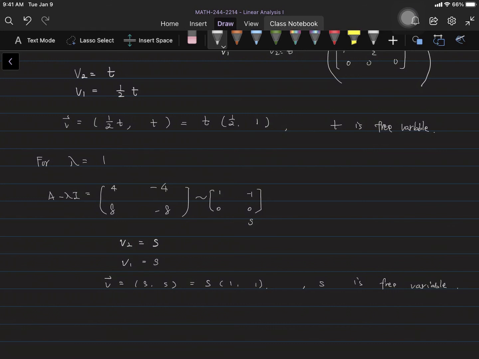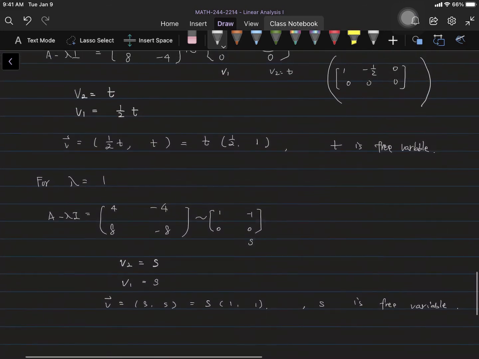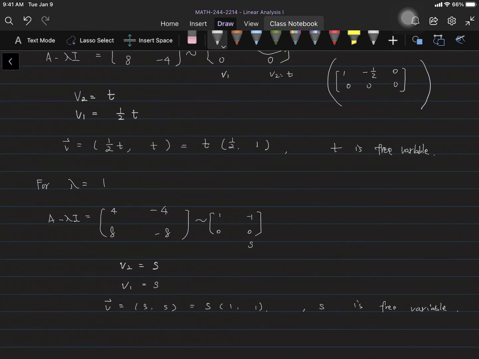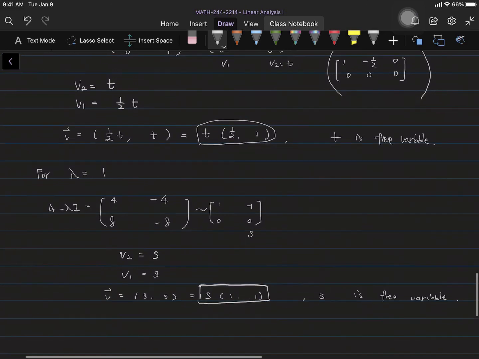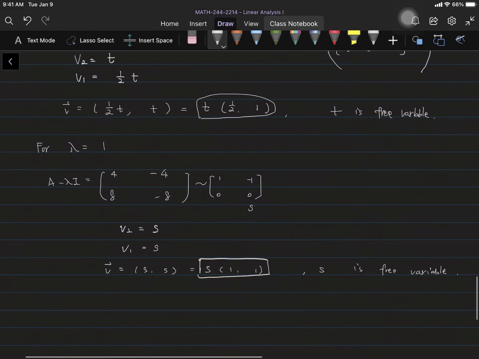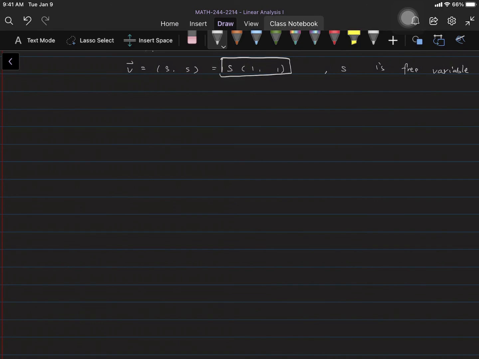So what are the eigenvalues? The eigenvalues are 1 and negative 3, and the corresponding eigenvectors are this and this. Now let's do one exercise, and then we do a 3 by 3 matrix. For this matrix, find lambda and v. Please try this by yourself.